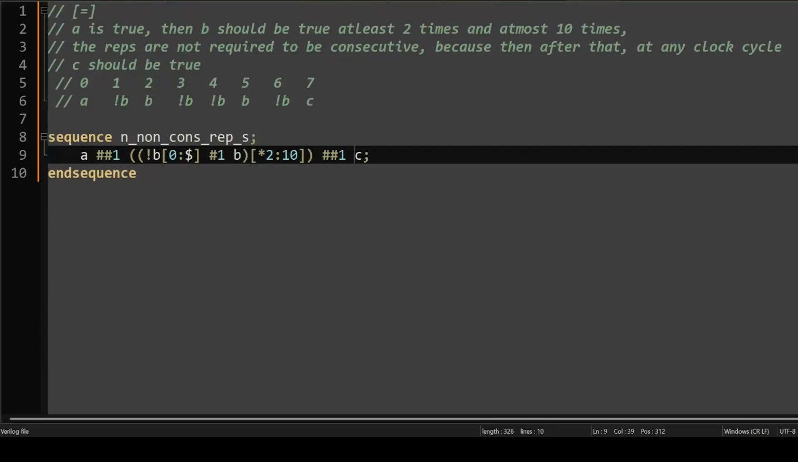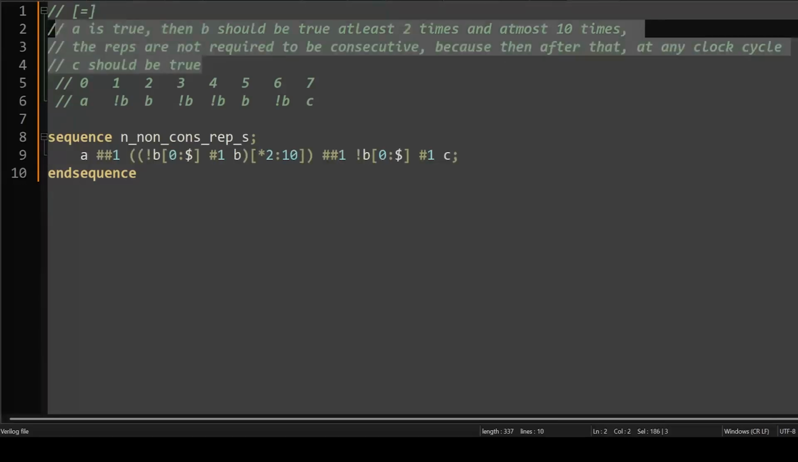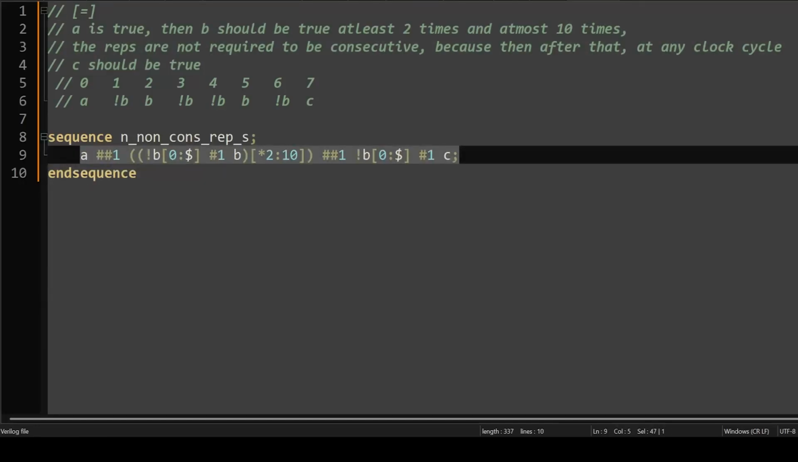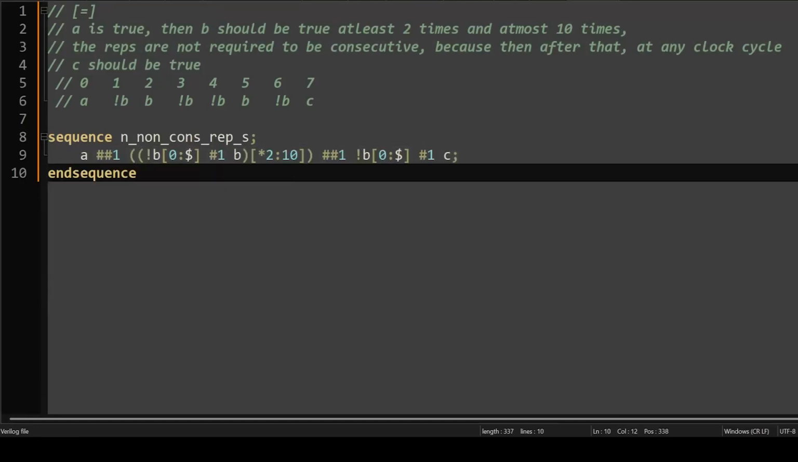So we have to change this, and since we are relaxing it, we will repeat the same thing: B cannot be true for at least 0 times and at most an infinite number of times, and then C should be true. So this concludes our entire pattern for this particular question, and yeah, this is very troublesome. Now we will write the same thing, but this time using the non-consecutive repetition.